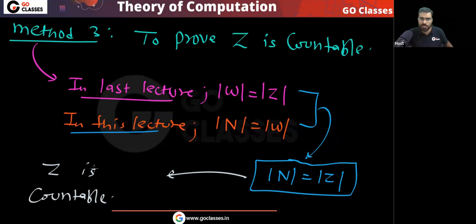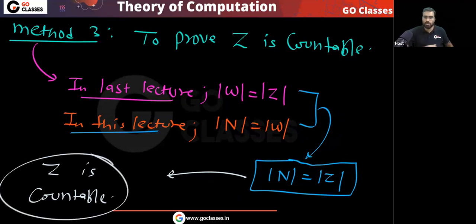Integers and natural numbers have the same size. So Z is countable. Like this you can do. You have a lot of different methods. So finally, at this point of time, did you notice what we have done so far?